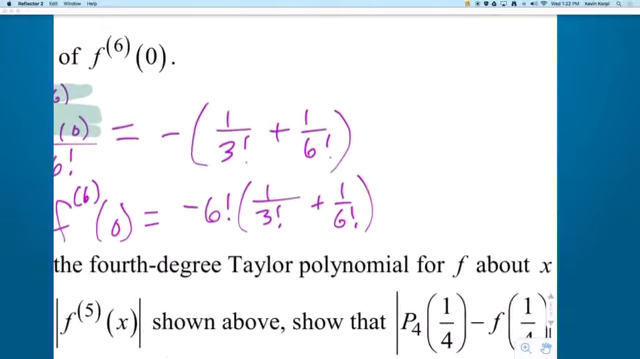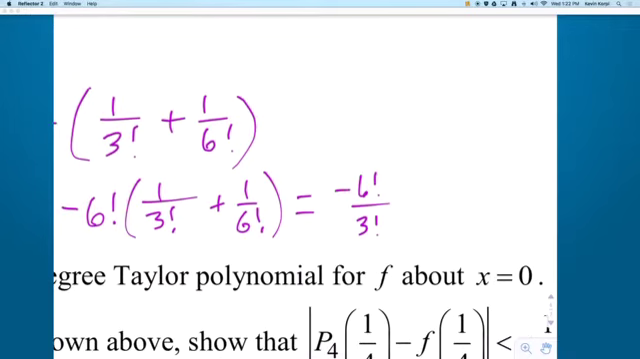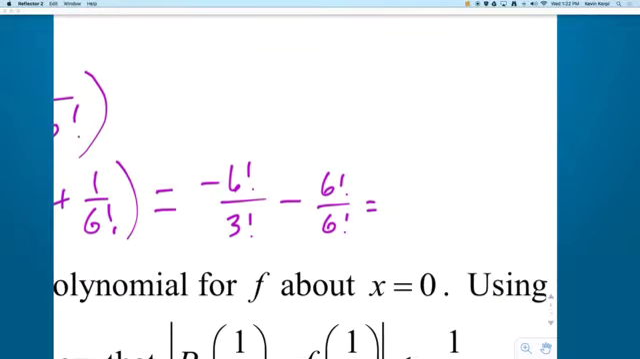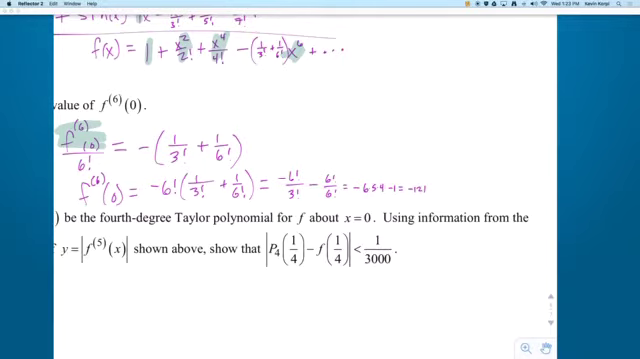Now, if you distribute, it might turn out kind of nice. Let's distribute. You get negative 6 factorial over 3 factorial minus 6 factorial over 6 factorial. So let's just see what that would be. Remember, 6 factorial is 6 times 5 times 4 times 3 factorial, right? So that first term becomes negative 6 times 5 times 4. Then your 3 factorials will divide out. And then 6 factorial over 6 factorial becomes minus 1. So that does turn out to be a relatively nice number, right? 30 times 4 is 120, so negative 121. Not that you'd have to do that, okay?